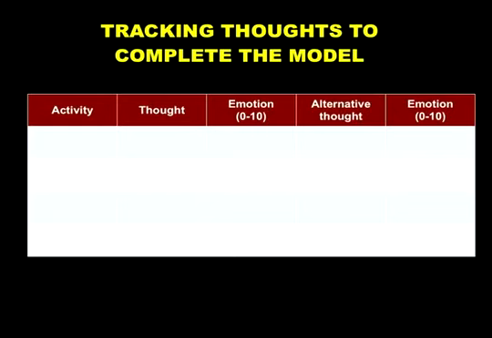I put these columns here, alternative thoughts. Now, these two columns come after we have trained them how to critically evaluate this negative thought. And then if they can substitute it with an alternative thought, what is the resulting emotional state? You already see that normally the emotional state here is more positive than in the first instance, after they have gone through the practice.